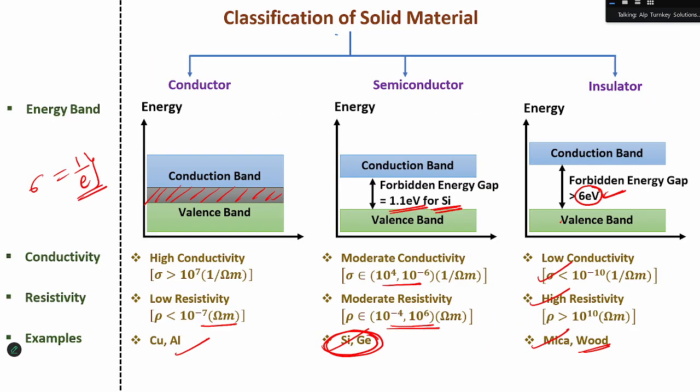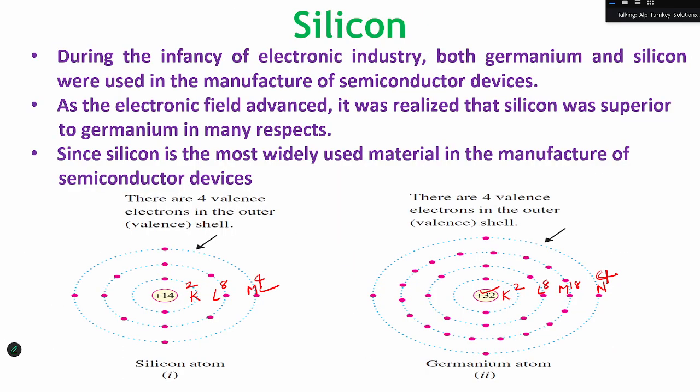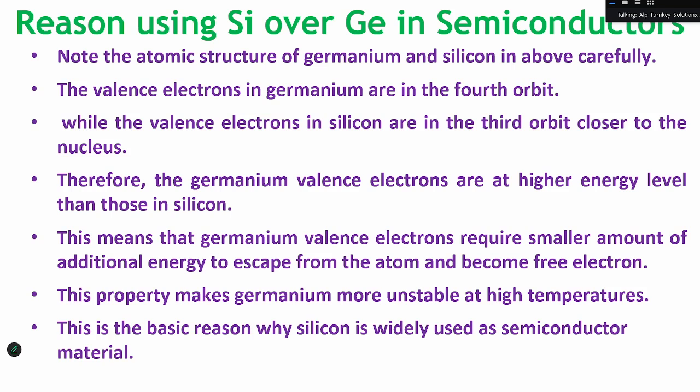If you see the forbidden energy gap for silicon, this is 1.1 electron volt. For germanium, this is only 0.7 electron volt. So it means it is unstable with certain temperature. That is the reason why silicon is used over germanium in semiconductors. Silicon is widely used as the material.